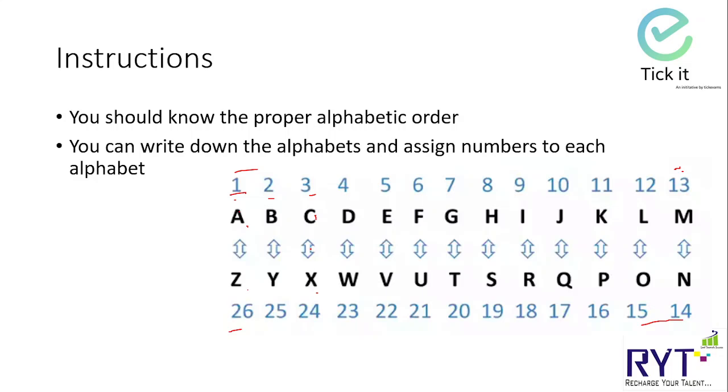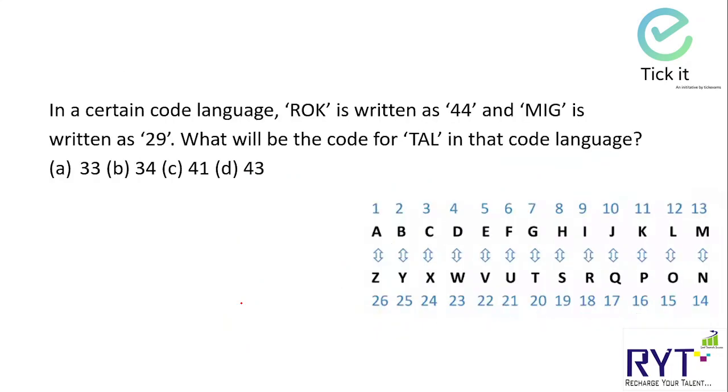Important instructions. It's very important that you should know the alphabets and their numbers. What you can do is write down like this, as shown on the screen. Please write down the numbers from 1 to 13 in one row, and the next row should begin from this side, that is 14 to 26. So 1 means A, 2 means B and so on. You can assign the numbers and it will come to Z, which is 26. Okay, let's get started.